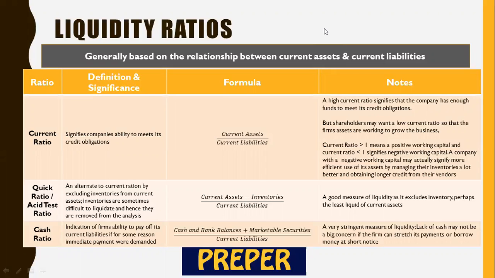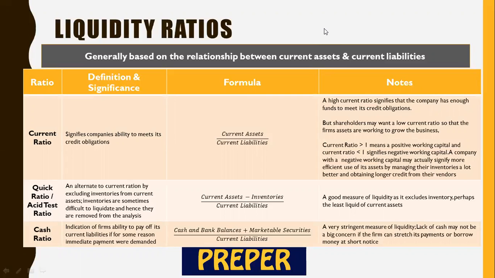The current ratio is the simplest ratio and tells us whether the company can meet its current obligations, whether it has enough assets to meet its obligations, and is clearly defined as current assets by current liabilities. Now, if your current assets are more than current liabilities, this ratio would be more than 1. And subsequently, if current assets are less than current liabilities, this ratio would be less than 1.